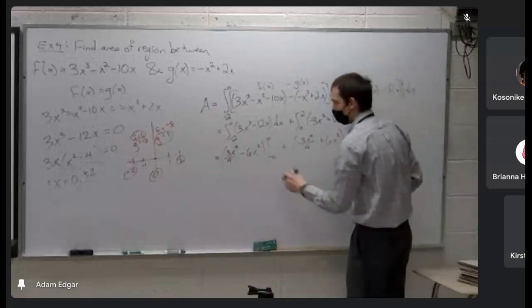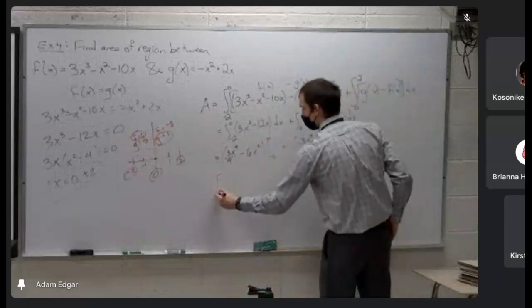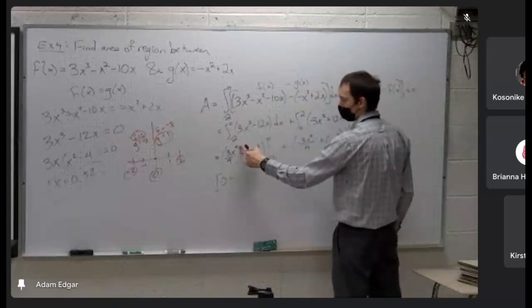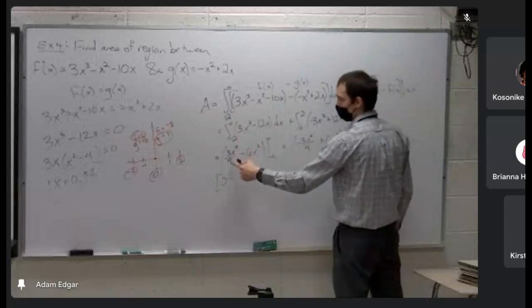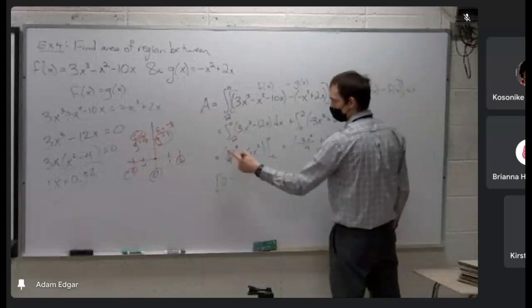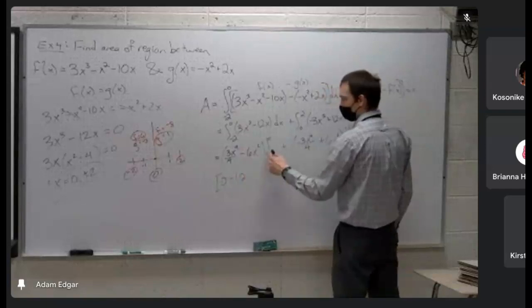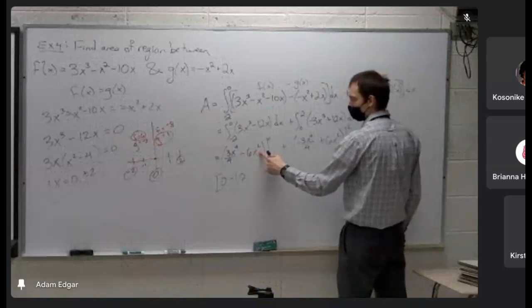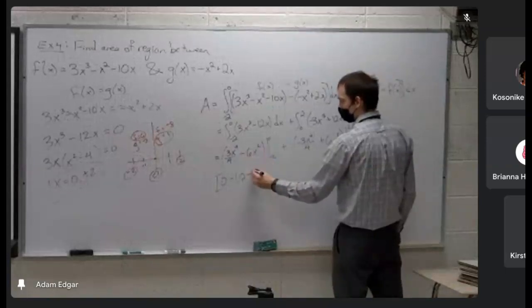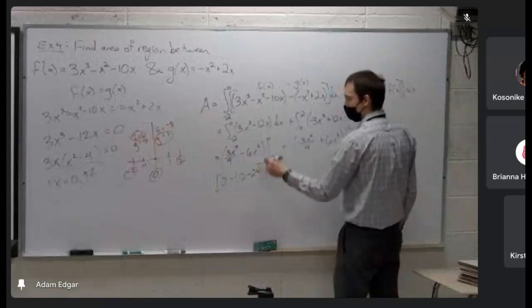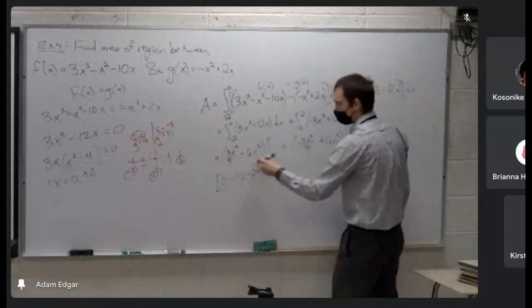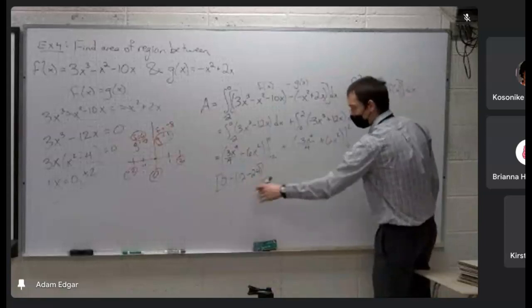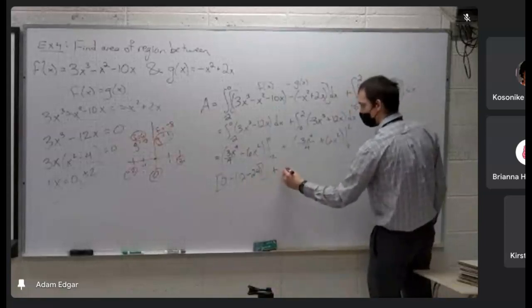Now, here, when you plug in 0 for x, what do we get? 0. When you plug in negative 2 for x, it's negative 2 to the 4th. 16 divided by 4 is 4 times 3 is 12. Negative 2 squared is 4. 4 times 6 is negative 24. So we have 0 minus 12 minus 24. Keep track of negatives and everything.